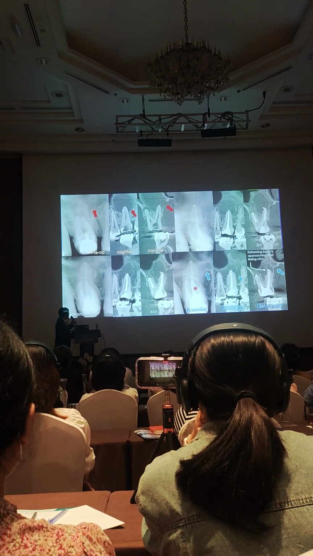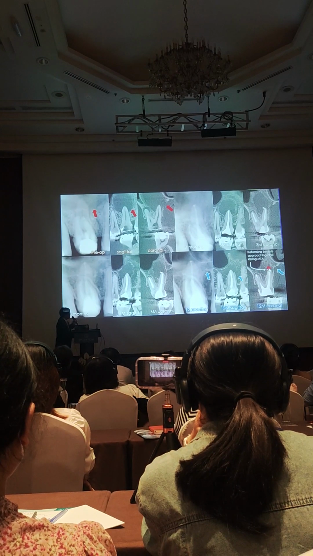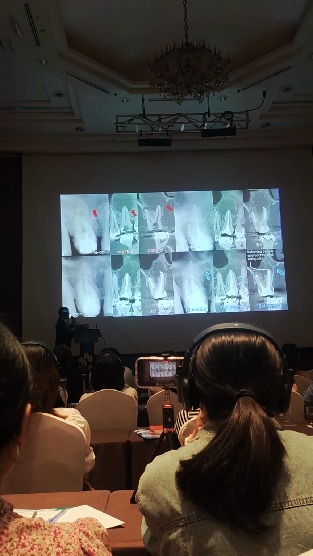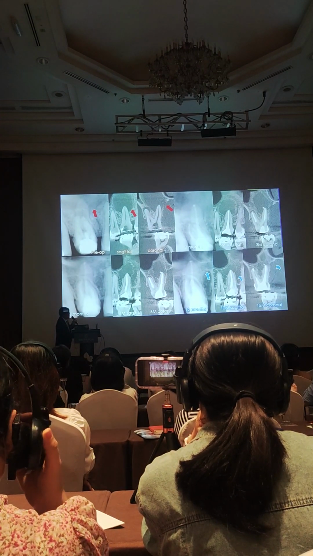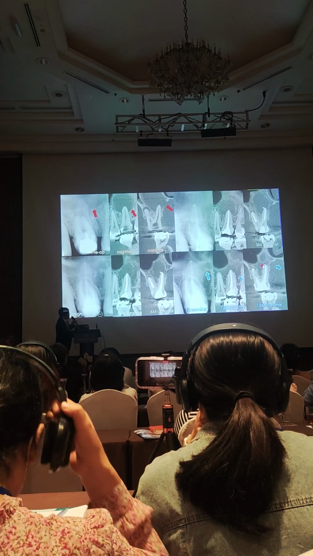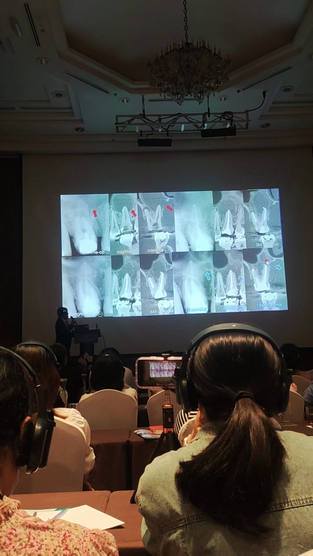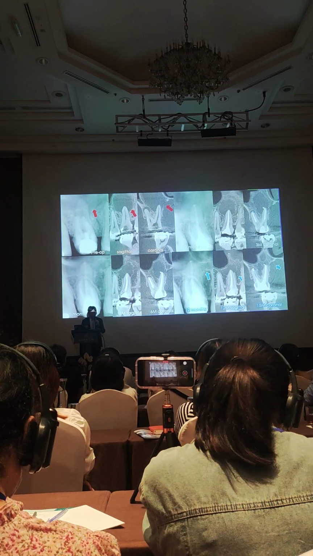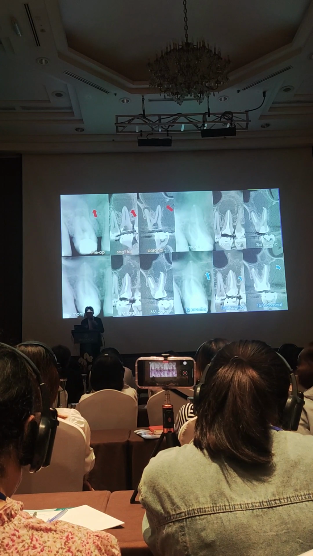6 months post-op, 1 year post-op, showing nice periapical healing. But you can see still small lesion here. But I waited another 3 months. Now I see complete periapical healing here. So you can save the tooth, even in this poor condition.